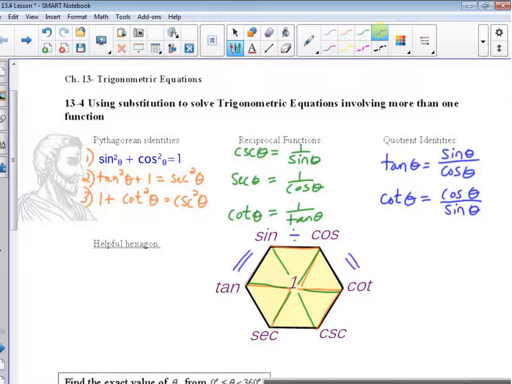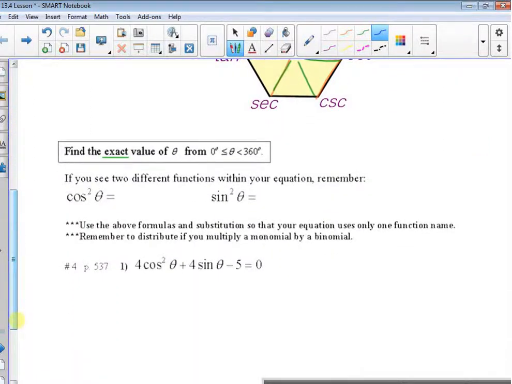Okay, so now we're ready to do some solving. So all of these find the exact value of theta from 0 to 360. Exact, meaning we should not have to do any rounding. However, if you see two different functions within your equation, you need to remember cosine squared theta is equal to 1 minus sine squared theta. And sine squared theta is equal to 1 minus cosine squared theta from the identities above. So we're going to use those identities and solve these.